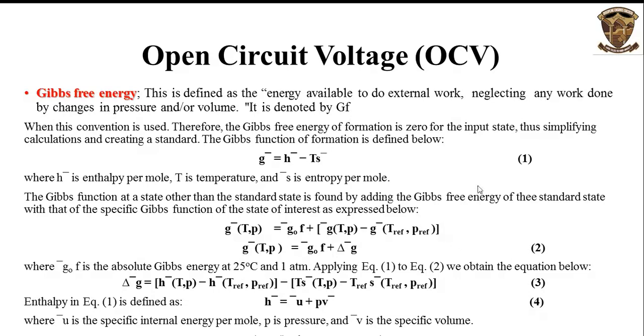Applying equation 1 to equation 2, we obtain the equation below, that is ΔG, and that is equal to H(T,P) - H(T_ref,P_ref) - T S(T,P) + T_ref S(T_ref,P_ref). And enthalpy in equation 1 here is equal to U + PV, where U is the specific internal energy per mole, P is the pressure, and V is the specific volume.